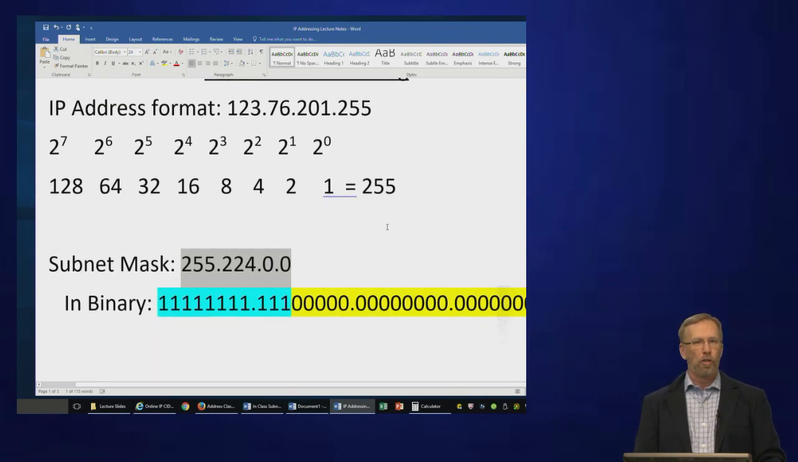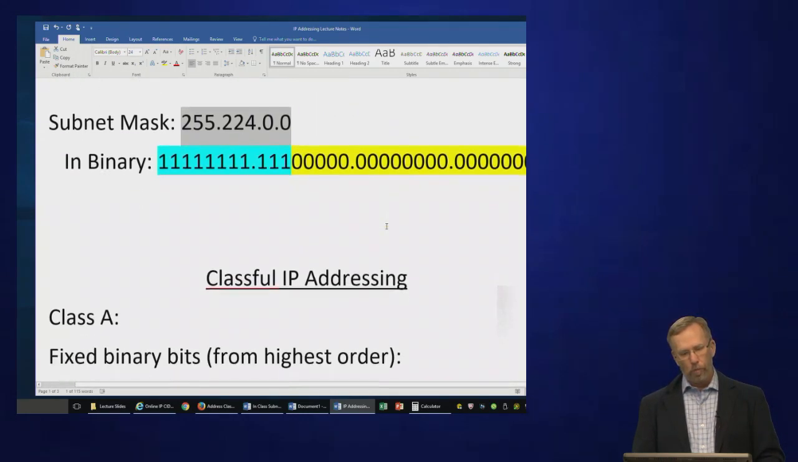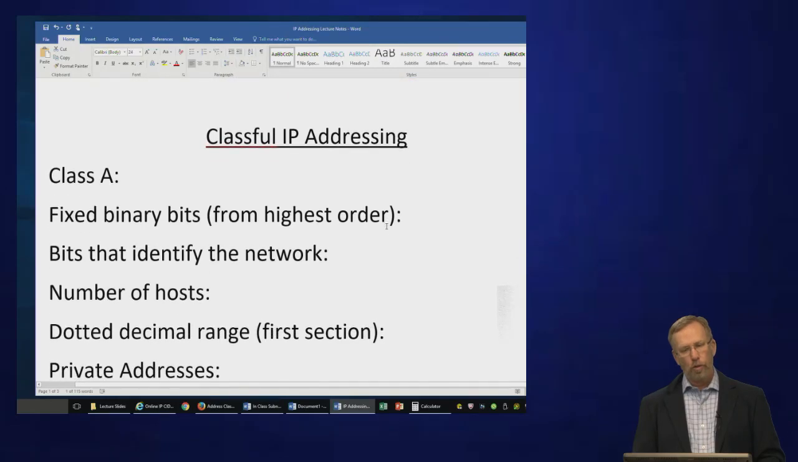And you always have to know not only the IP address, but the network mask. If you don't know the subnet mask, or net mask, or network mask, you don't know how many of those bits are network and how many are host, and it makes a huge difference in what you're really addressing. So with that, I'm going to move into the way we used to do IP address assignment.